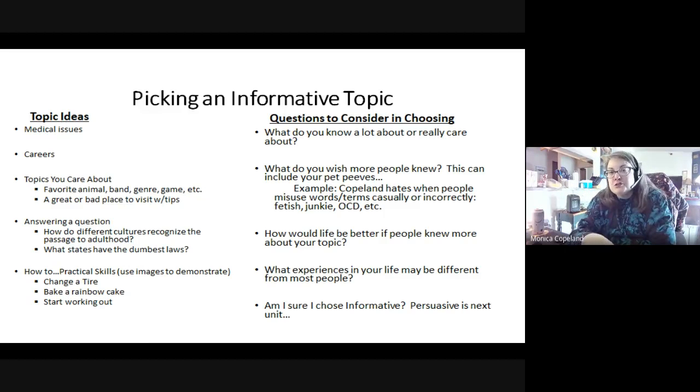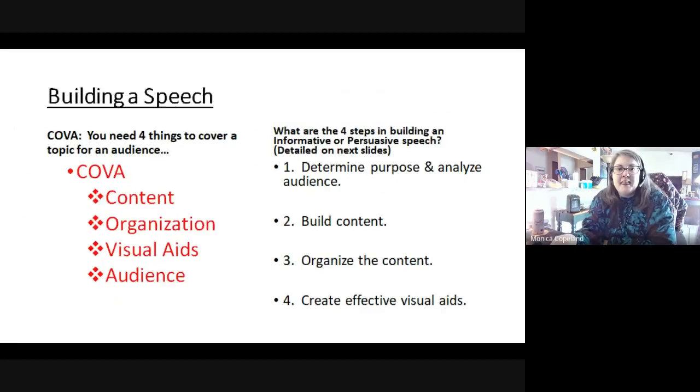And like I said, you could show us some practical skills as well. Changing a tire, baking a rainbow cake, how to start working out. If you have expertise in something, teach us. I would suggest, as far as demonstration skills, make sure it's something that we need to have demonstrated. I've had students in the past ask, can I show how to make a peanut butter sandwich? I'm like, no, that's not enough steps. And I think most people know how to do that.